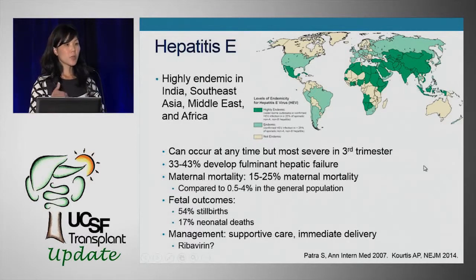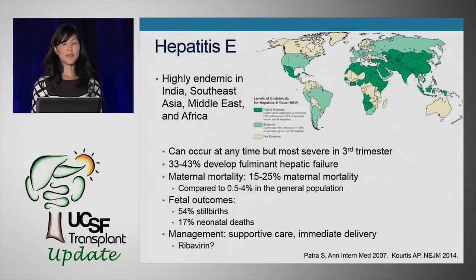Hepatitis E can be contracted at any time, but it is more likely to present itself because it is more severe in the 3rd trimester. In fact, 33 to 43% of women who develop acute hepatitis E in the 3rd trimester will develop fulminant hepatic failure.